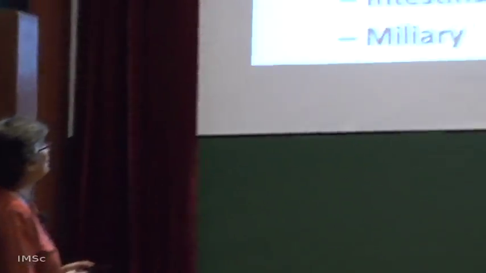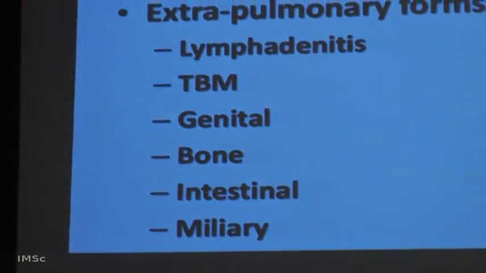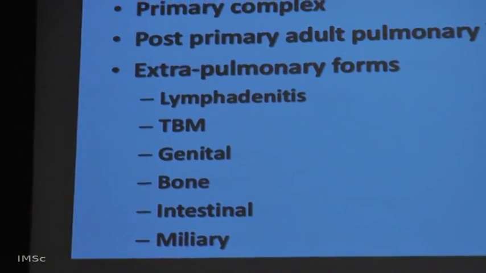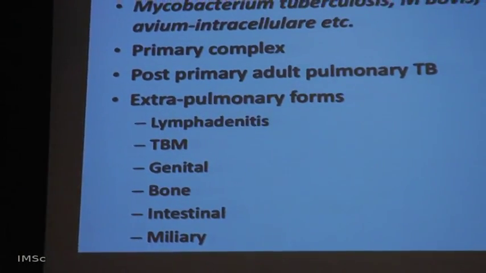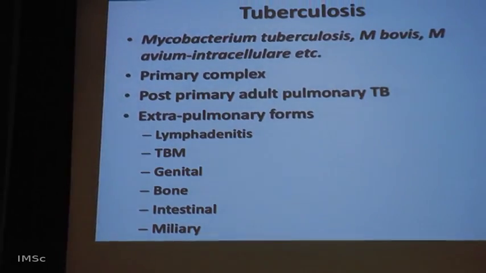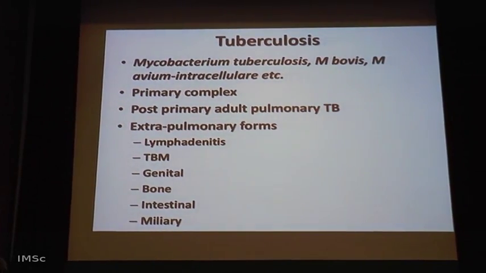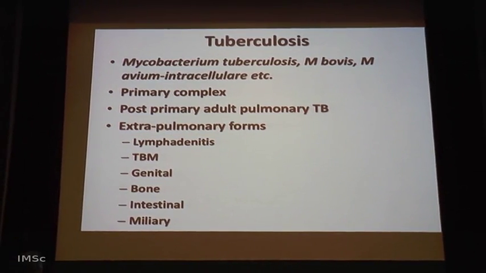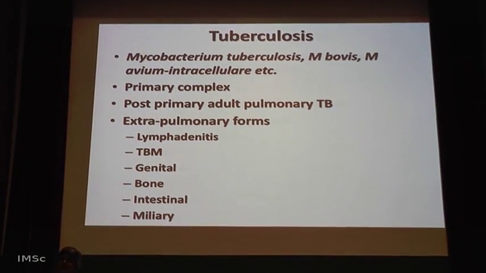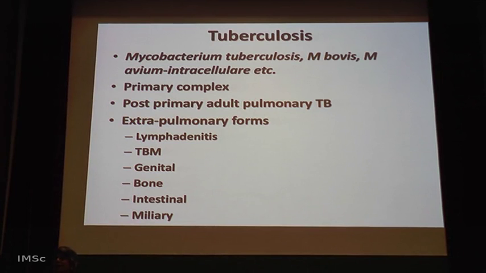So tuberculosis is caused primarily by M. tuberculosis. But even in India, M. bovis, which is a bovine mycobacterial species, can cause tuberculosis. Once upon a time, I don't know how many years ago, but before milk got pasteurized, if there was cattle which was infected with M.